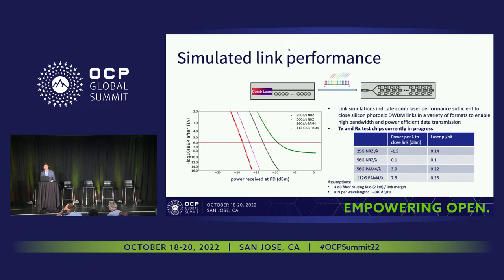So early returns indicate that we can comfortably support up to 56 gigabaud modulation per lambda, based on what we've seen so far in terms of the output power per lambda and the RIN per wavelength from the comb laser. We think we have a path to get to 112 gig per lambda as well, although it'll definitely not be as easy as the other three. But in general, we think we can achieve all of the modulation formats shown here with very low picojoule per bit on the laser side.